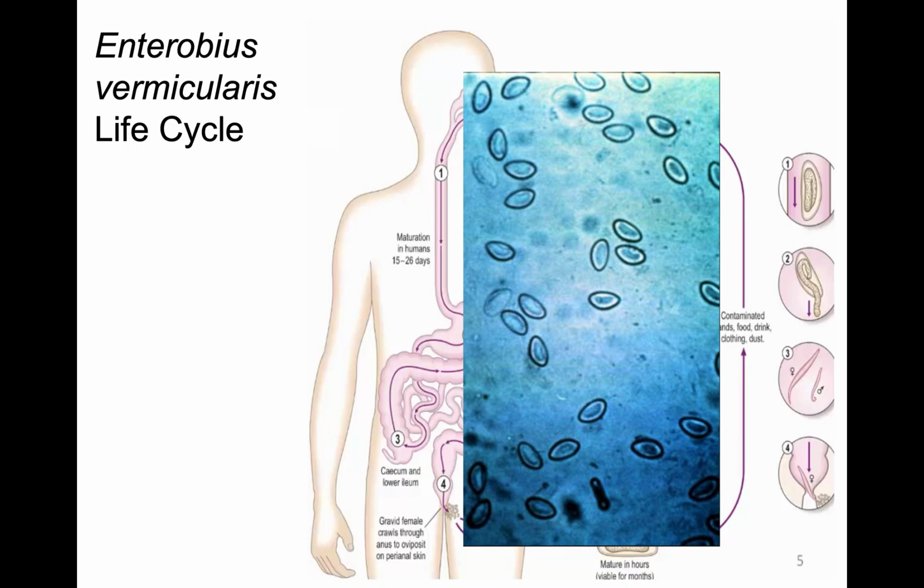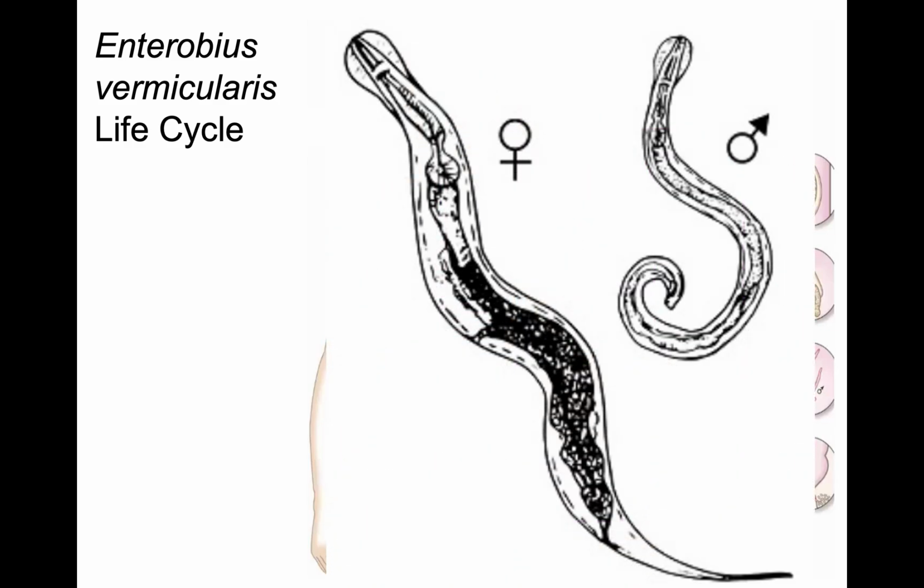This is what the eggs look like. As you can see, it's transparent. It looks like transparent sesame, and one side is smooth and straight, and the other side, the back, is a little bit curly. And this is the adult.